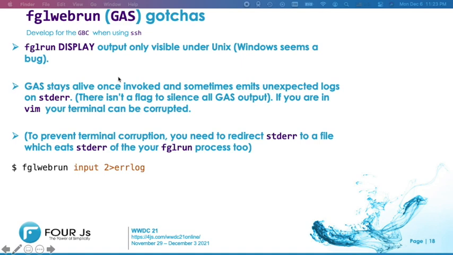And sometimes, if you don't redirect the FGLWEBRUN standard error output, then it might disturb your terminal, if you are in vi in a file, for example, and you get something printed from the GAS. In this case, you need to call FGLWEBRUN and redirect the standard error output to an error file to avoid that.